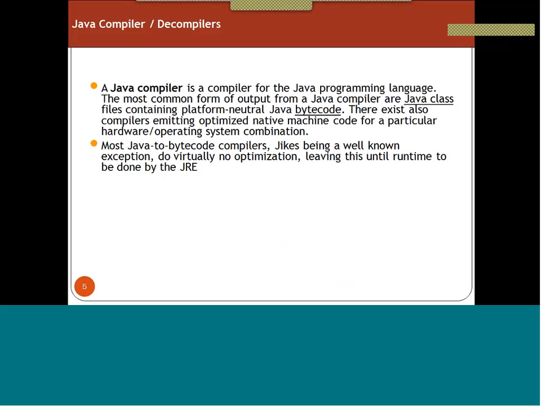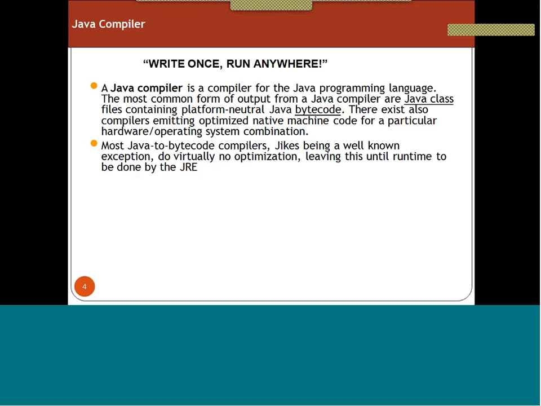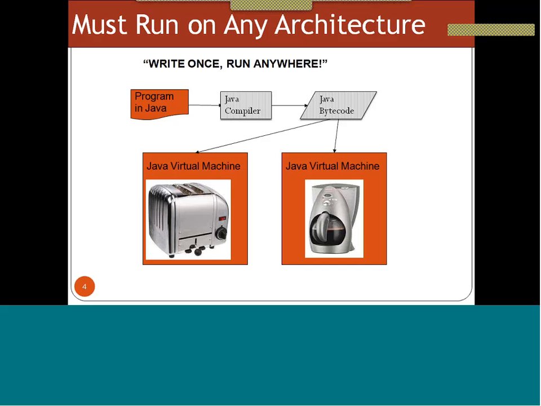So we are done with the first part, what is this Java compiler. We got some idea about what is a Java compiler, and now we'll look into this Java bytecode. The Java compiler will generate the bytecode and run it on different platforms. Here the platforms are one a bread toaster and another a coffee making machine. I would say here you can replace the bread toaster with the Windows operating system, and here you can replace this with the Linux operating system, say. Both have the JVM within it.